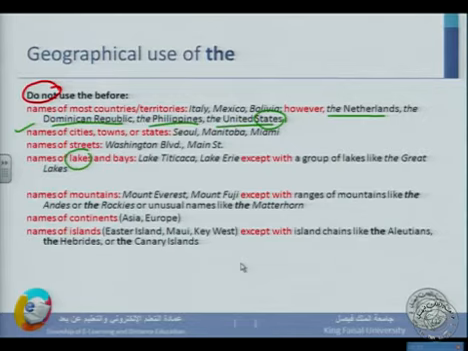Lake Erie or Lake Titicaca. These are all lakes. We don't use the with them except with a group of lakes like the Great Lakes.